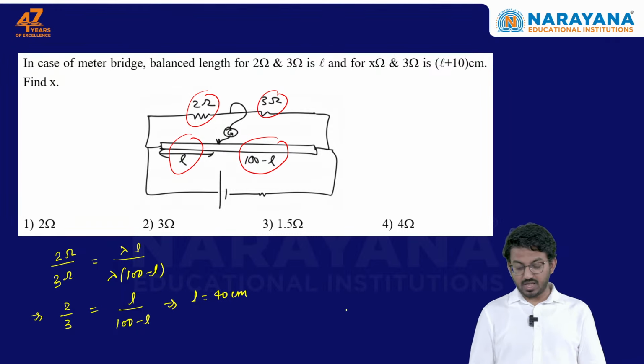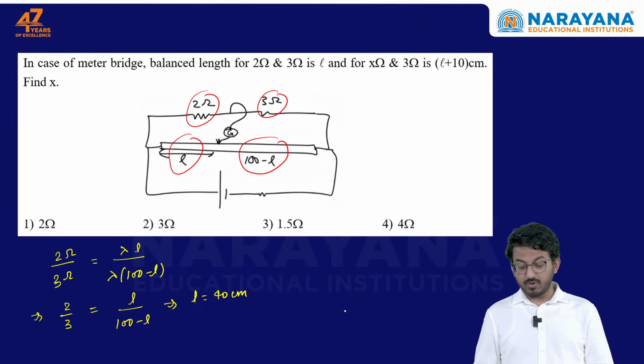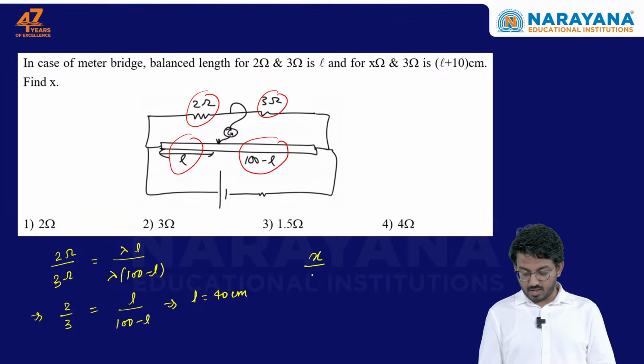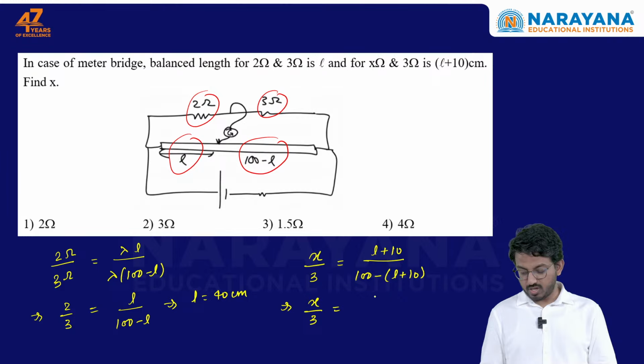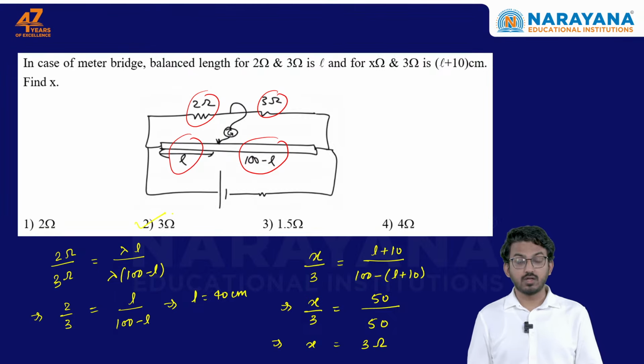Now L is 40, and they are asking for the value of X if the new balance length is L plus 10. So notice this part here. We have X over 3 is equal to the new balance length, L plus 10, divided by 100 minus (L plus 10). Solving it further gives us X over 3 is equal to, L is 40, so the numerator becomes 50, and L is 40 again, so the denominator also becomes 50, giving us X is equal to 3 ohm. So option 2 is the correct answer here.